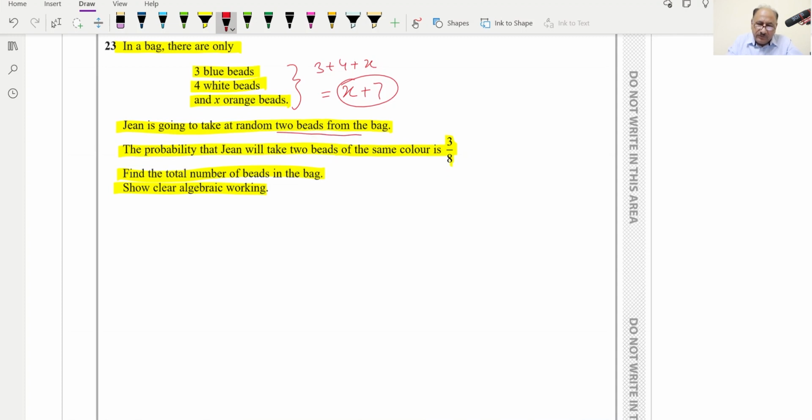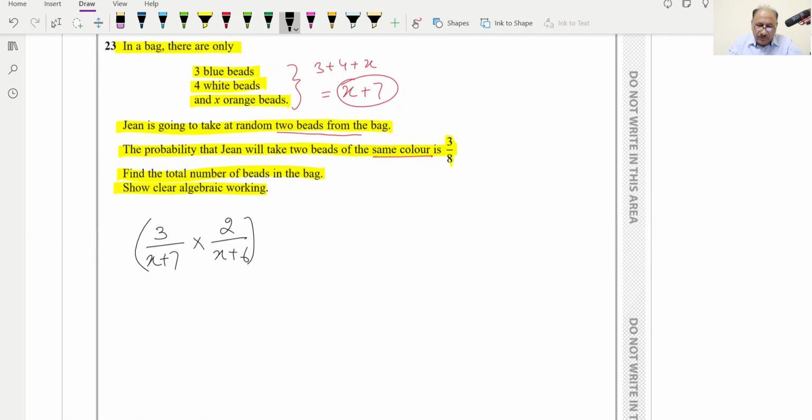randomly two beads from the bag, so of the same color can be, for example, it can be both blue. So if they are both blue, then first it will be 3 over x plus 7, and next will be 1 less, so 2 over x plus 6.